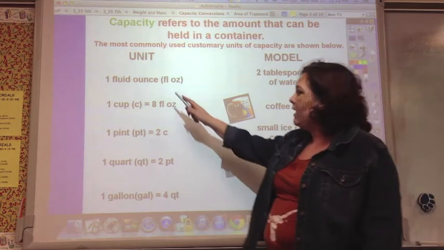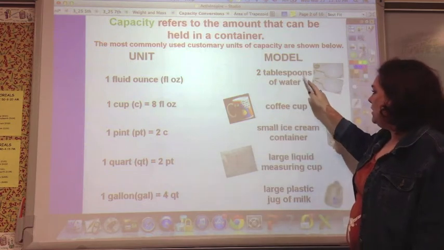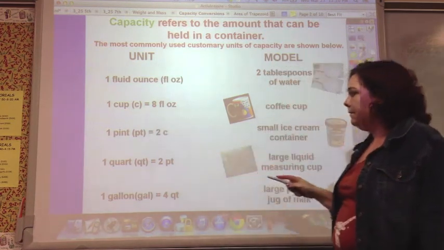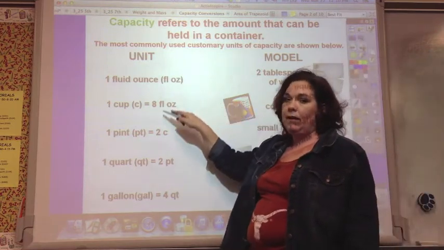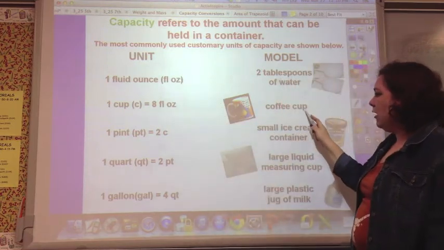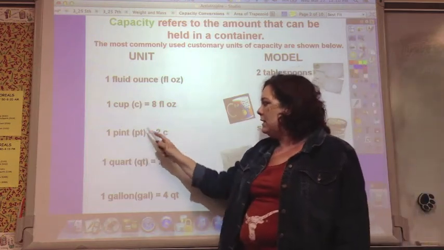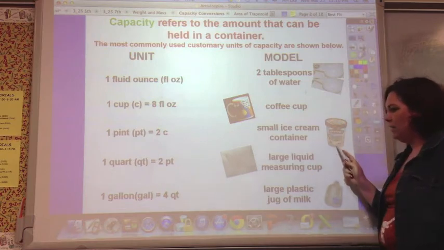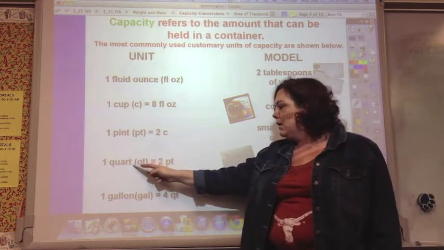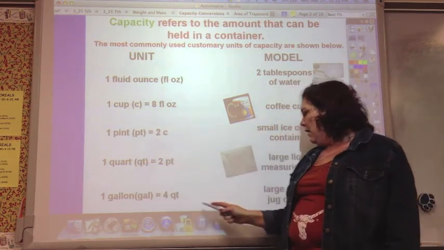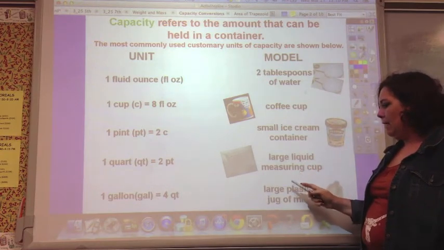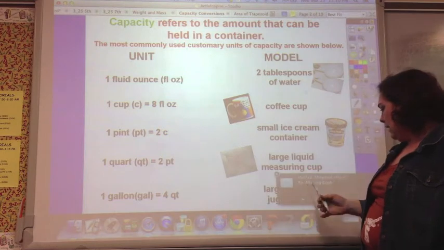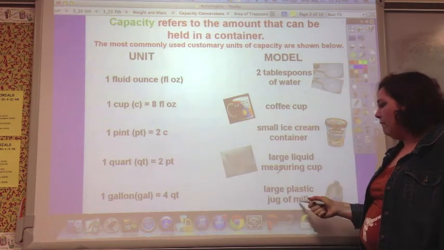You have a fluid ounce, which is 2 tablespoons of water. You have a cup, which is 8 fluid ounces, so 8 of these makes 1 cup, and that's like a coffee cup. And a pint is 2 cups, and that's a small container of ice cream. And then a quart is 2 pints, and it's a large measuring cup. And then a gallon is 4 quarts, and that's a big plastic jug of milk.